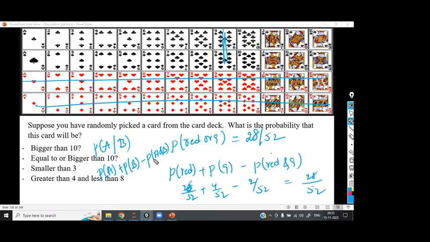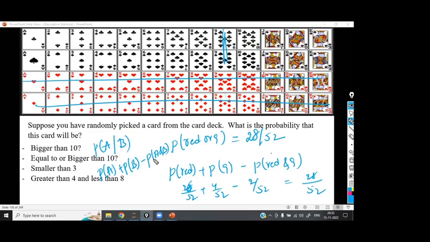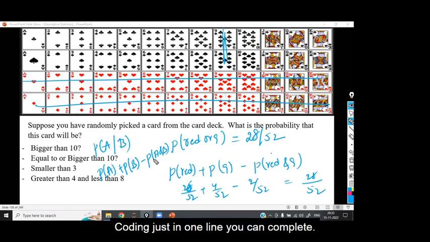In real life, everything will be done using the algorithms, by using the libraries. Coding is very simple. The theory part is the only difficult one now. Coding you can complete in just one line.